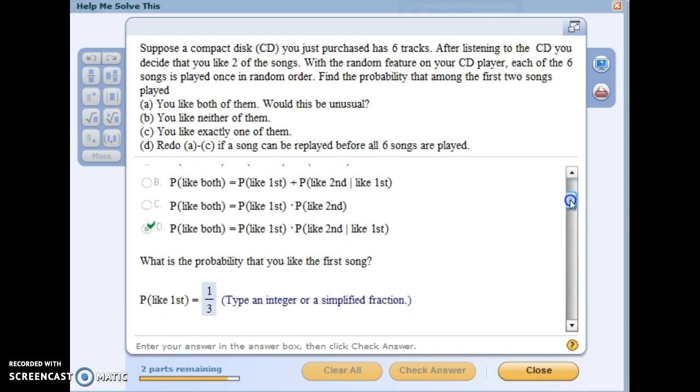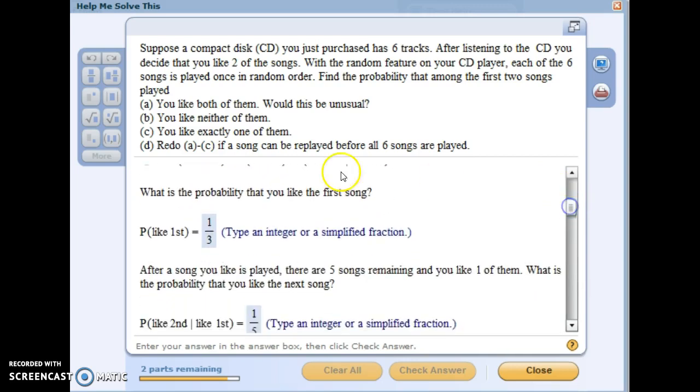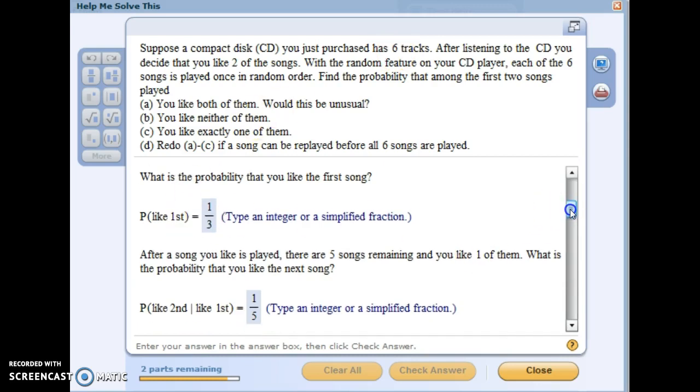So this is conditional probability, and let's look at this with the numbers. What's the probability we like the first song? 2 out of the 6 we like. So a 2/6 chance, reduce that, it's 1/3. What's the probability we like the second one?